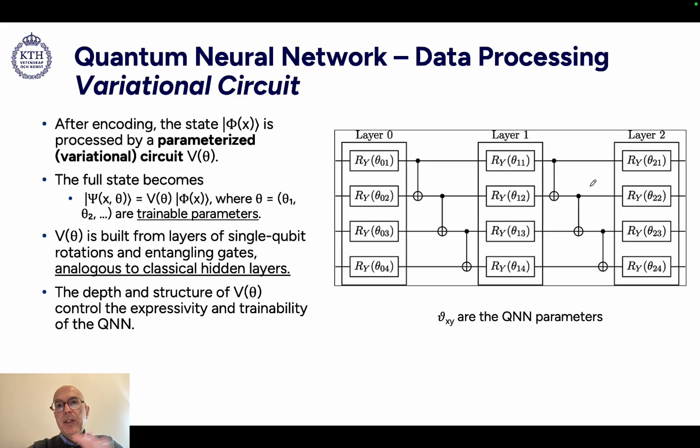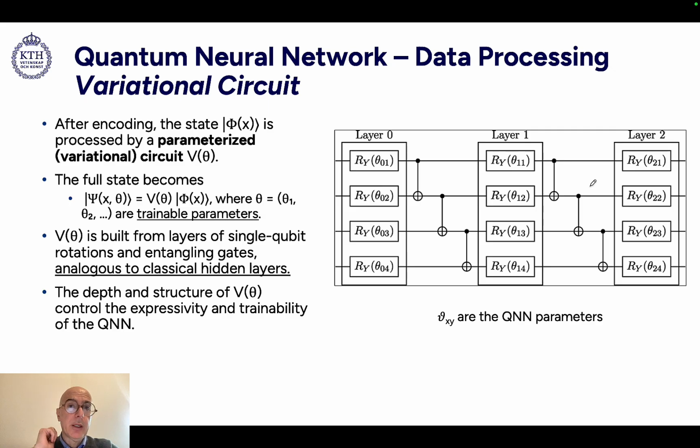The new part with respect to the quantum support vector machine that we saw in the previous model is to include an additional quantum circuit. So we have a feature map, and then we include another part of the quantum circuit that has different parameters that are tunable. What does tunable mean? It means that the parameters can change during the training process.